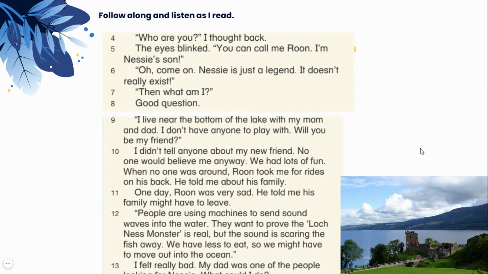"People are using machines to send sound waves into the water. They want to prove the Loch Ness Monster is real, but the sound is scaring the fish away. We have less to eat, so we might have to move out into the ocean." I felt really bad. My dad was one of the people looking for Nessie. What could I do?